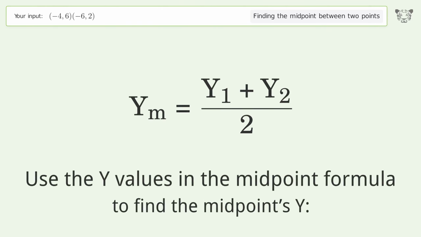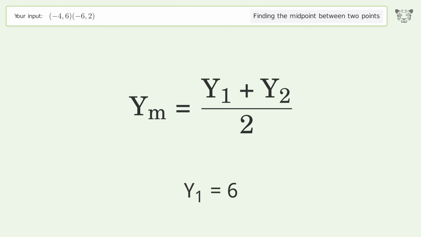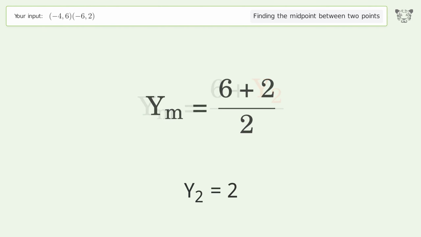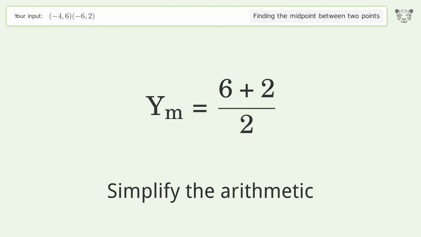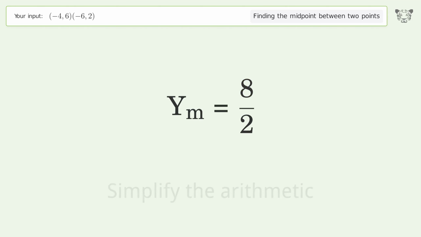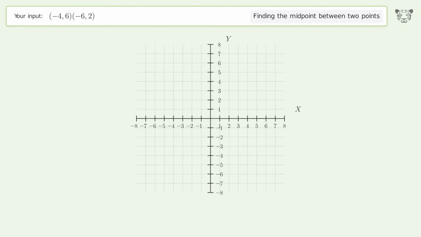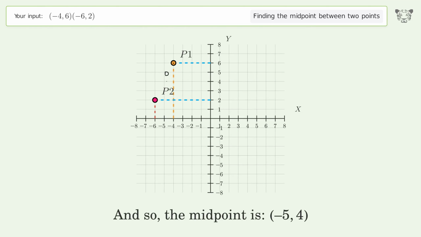Use the y values in the midpoint formula to find the midpoint's y. y1 equals 6. y2 equals 2. Simplify the arithmetic. And so, the midpoint is -5, 4.